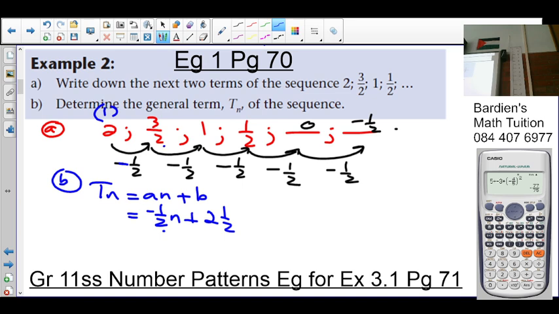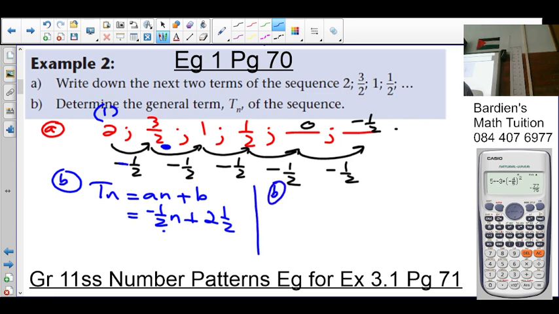What's your n value here? 2. What is negative half times 2? Negative 1. Negative 1 plus 2 and a half, which is 1 and a half, which is 3 over 2. Can you see? But let's go again.